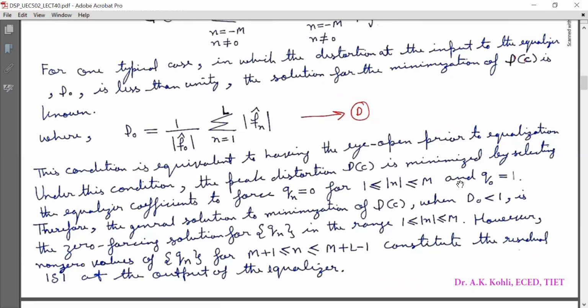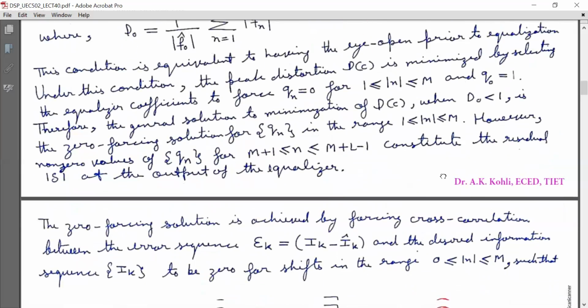Therefore, the general solution to minimization of D(c) when D naught is less than 1 is the zero forcing solution for Qn in the range magnitude n lying in the range 1 to m. However, non-zero values of Qn for n in the range m plus 1 to m plus l minus 1 constitute the residual ISI at the output of the equalizer.